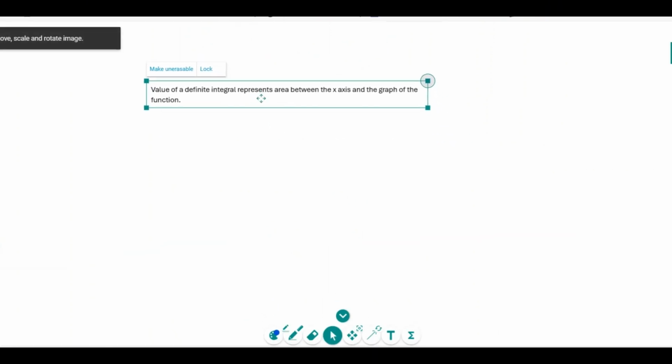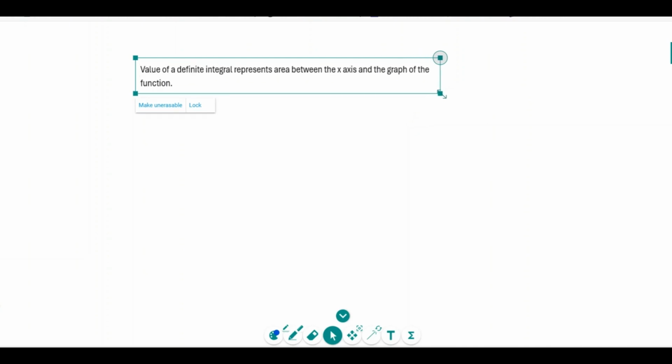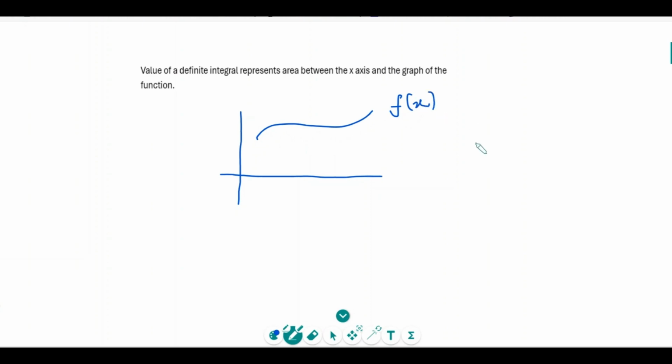When you integrate a definite integral, what you're basically doing is finding the area between the x-axis and the graph of the function. For example, if you have a graph of a function like this, and let's say this is a graph of f of x, and you integrate f of x with respect to x with the limits a to b, and let's say this is a and this is b, what you're essentially doing is finding the area between the graph and the x-axis bounded by the limits.